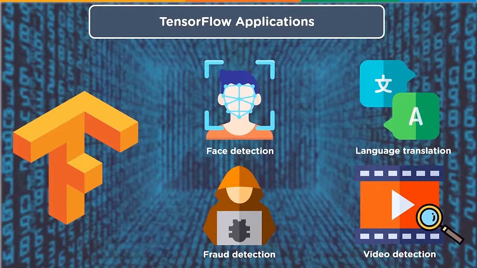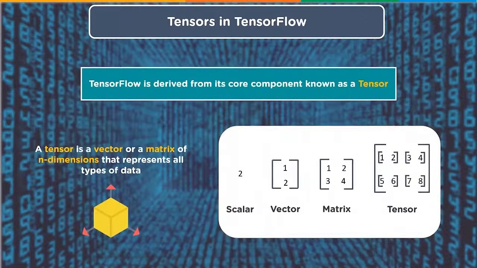And if we're going to talk about TensorFlow, we should talk about what tensors are. After all, that is what this is named after. So when we talk about tensors in TensorFlow, TensorFlow is derived from its core component known as a tensor. A tensor is a vector or a matrix of n dimensions that represent all types of data. And you can see here we have the scalar, which is just a single number. You have your vector, which is two numbers, might be a number and a direction. You have a simple matrix, and then we get into the tensor.